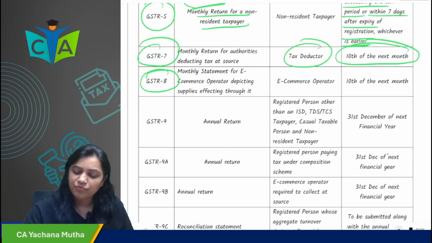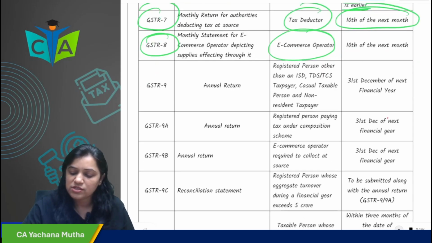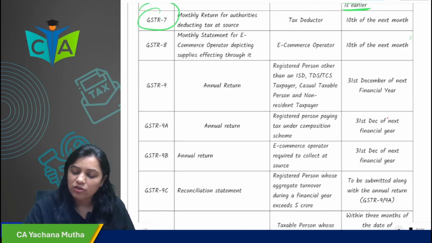Then GSTR8 is for the e-com operator, by the 10th of the next month.